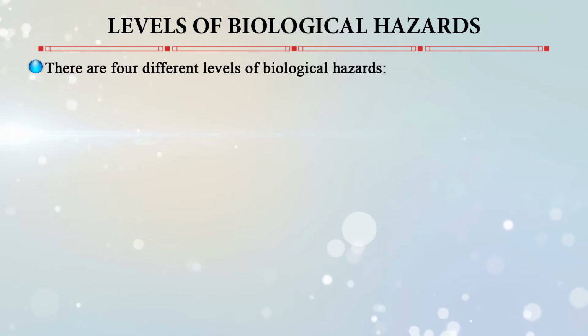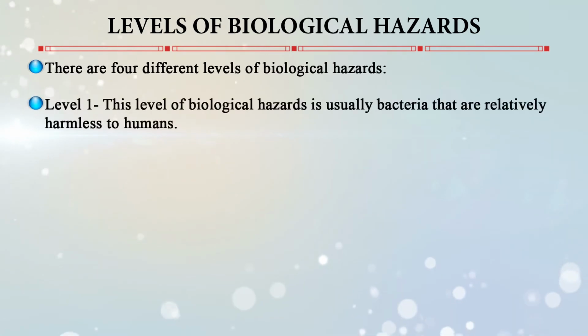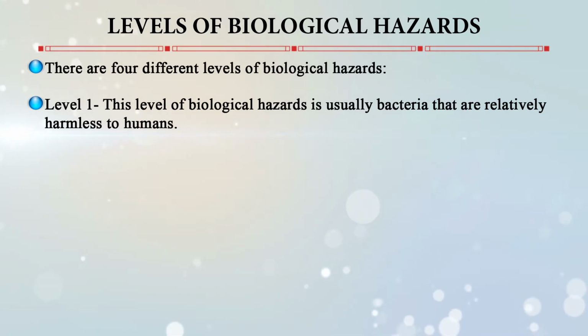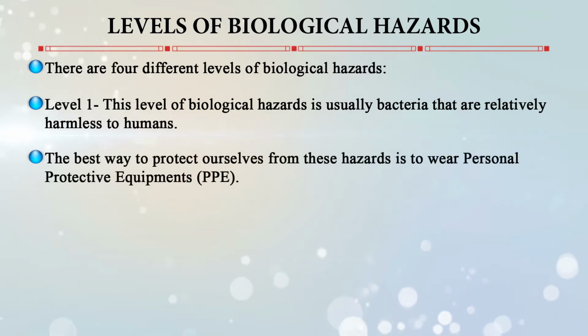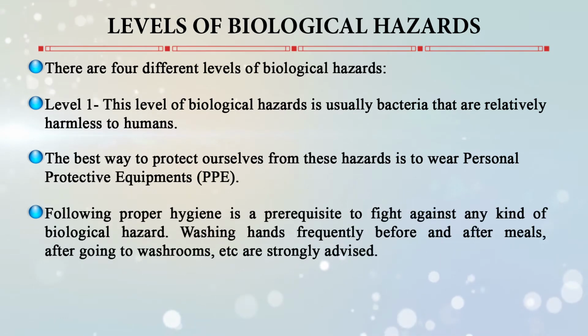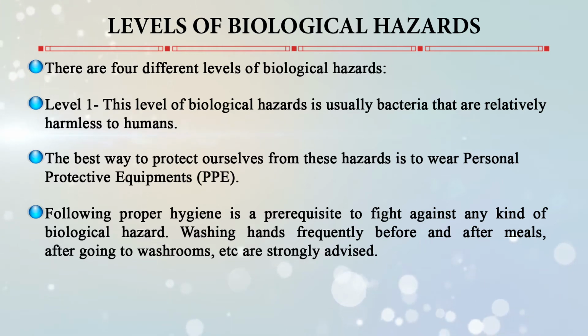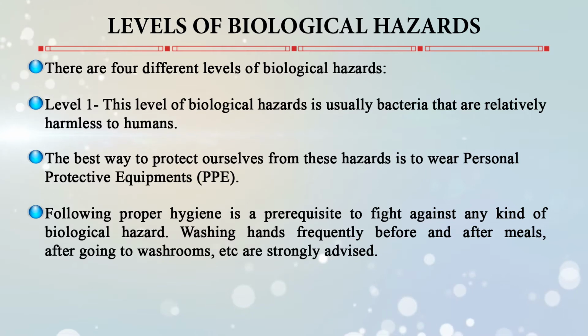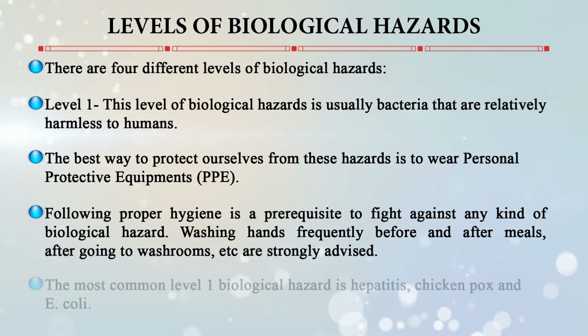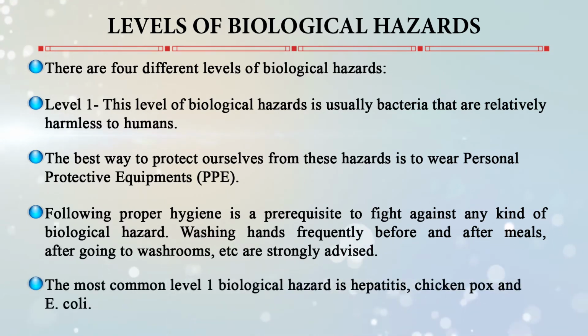There are 4 different levels of biological hazards. Level 1. This level is usually bacteria that are relatively harmless to humans. The best way to protect ourselves from this is by wearing personal protective equipment. Following proper hygiene is also a prerequisite to fight against any kind of biological hazard. Washing hands frequently before and after meals and after going to the washroom are some of the protective things that we can do for ourselves. The most common level 1 biological hazards are, for example, hepatitis, chickenpox and also E. coli.